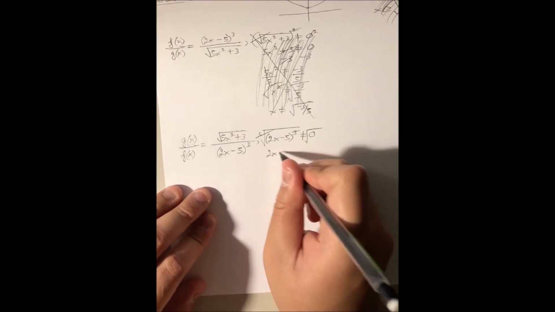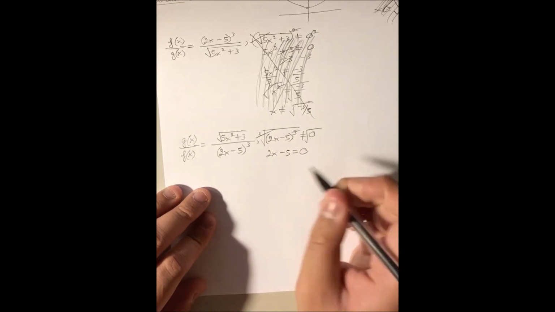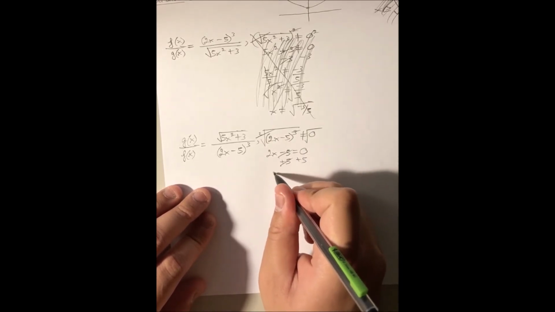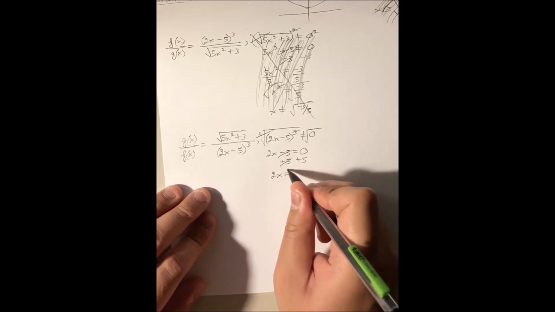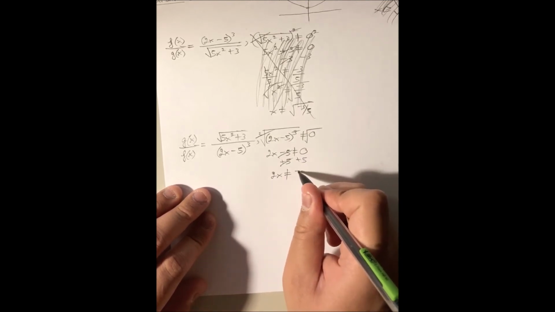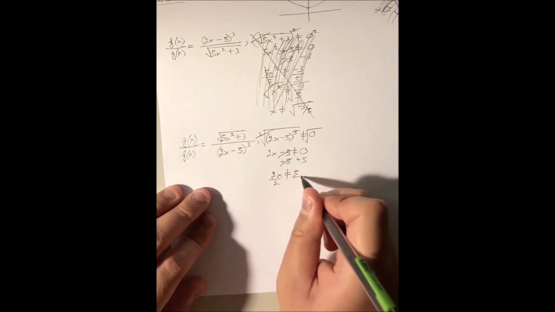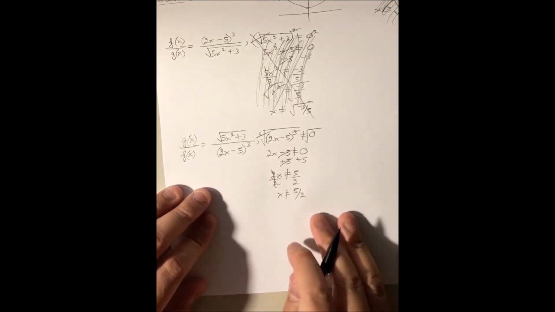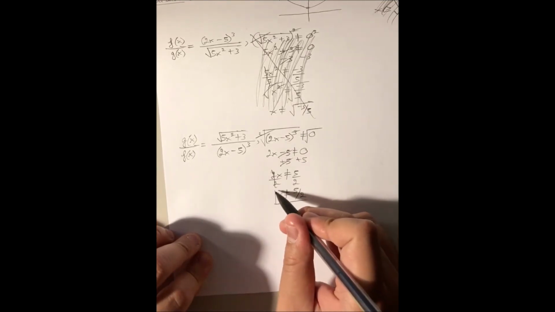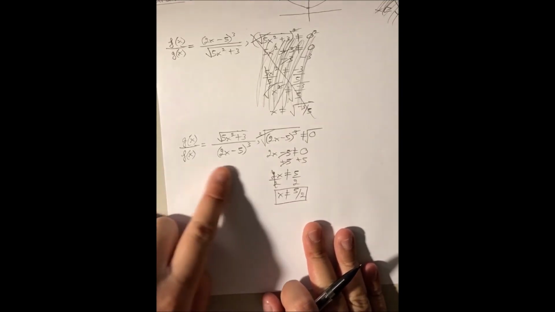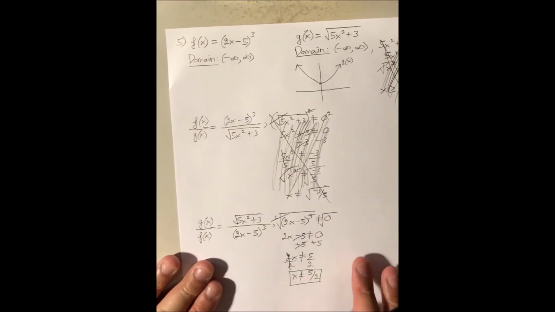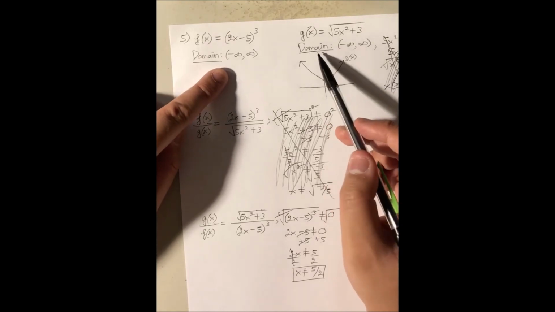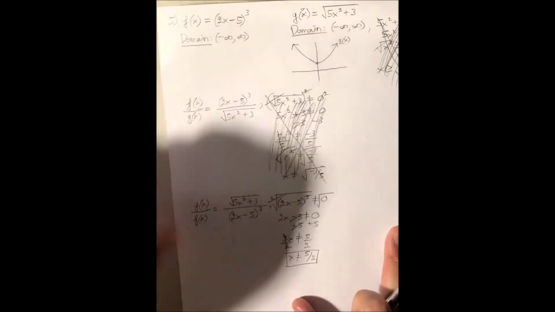We got 2x minus 5 cannot be equal to 0. Add 5 to both sides. We got 2x cannot be equal to 5. Divide both sides by 2. We get x cannot be equal to 5 over 2. So this is the restriction of this entire simplification process. And of course, quick note, we don't have any restriction from the domain of f and from the domain of g. So we're good on that.